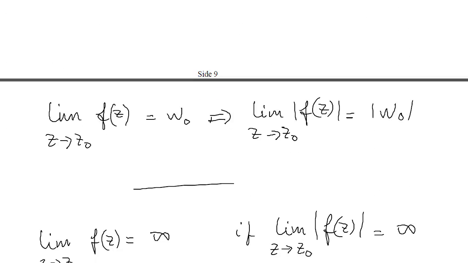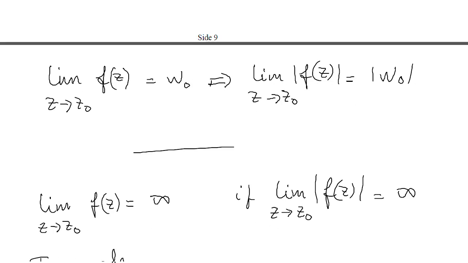Let's turn to the limit of the absolute value. It's possible to prove, it's not difficult at all, we shall not do it. It's possible to prove that if the limit of f of z is equal to w0, we denoted this, and that this exists, then the limit of the absolute value, which is a real function actually, will be equal to the absolute value of the limit w0.